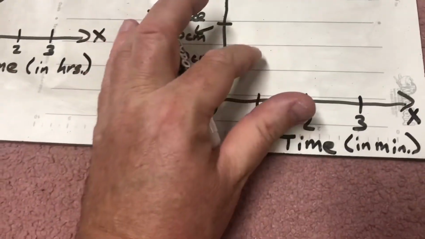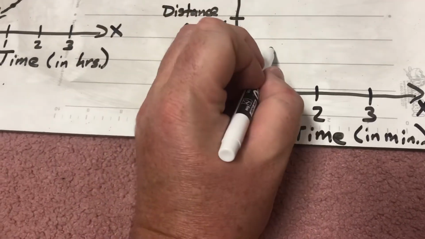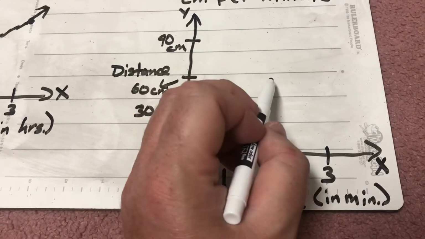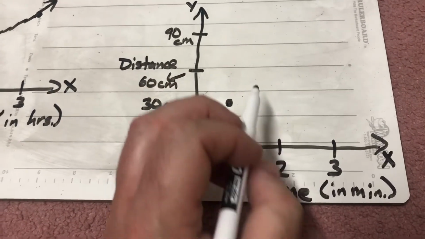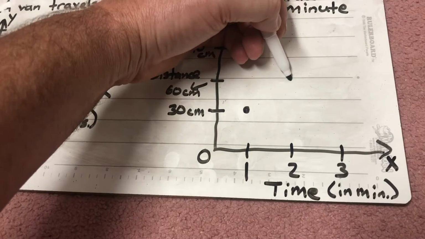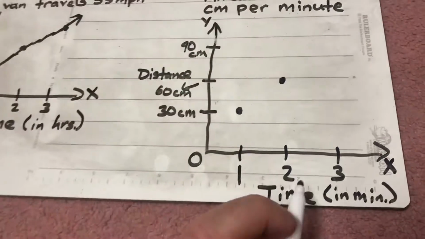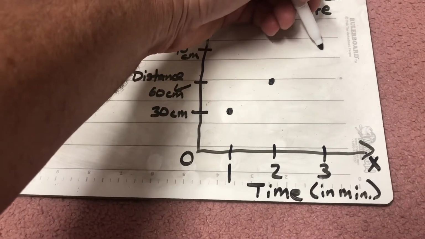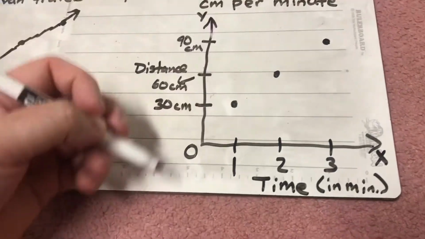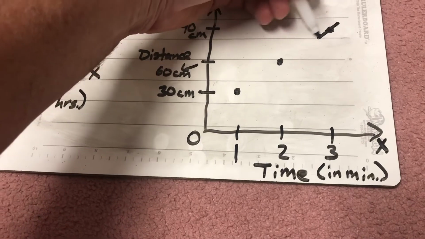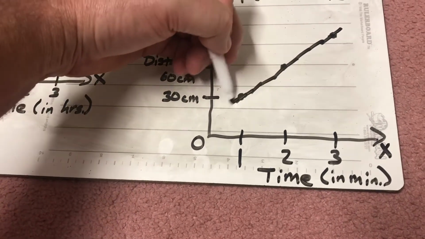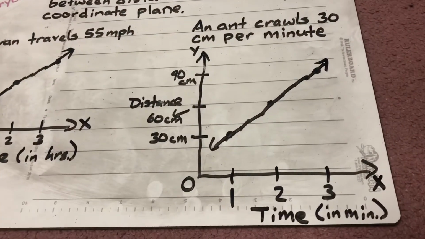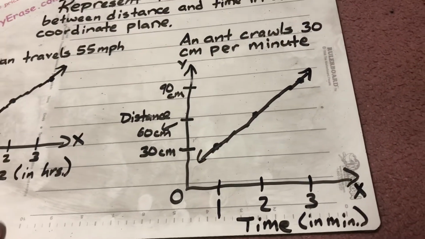In 1, let's line that up a little better. 1 minute, 30 centimeters. Let's see where 60 lines up with the 2. About right there. And in 3, it's going to be 90, following that rate. Intervals of 30. And we're just going to go ahead and sketch the line neatly. And that's how you're going to make a graph. All right? Let's look at the second part.